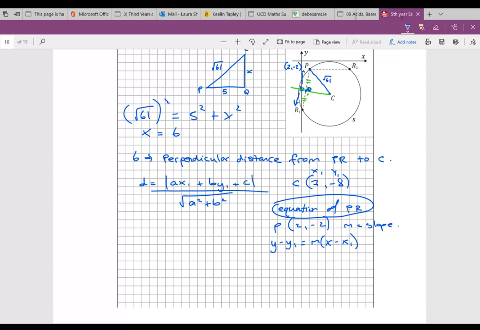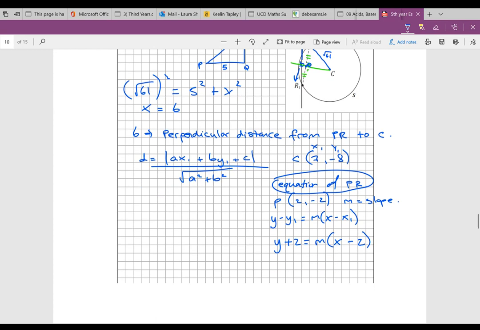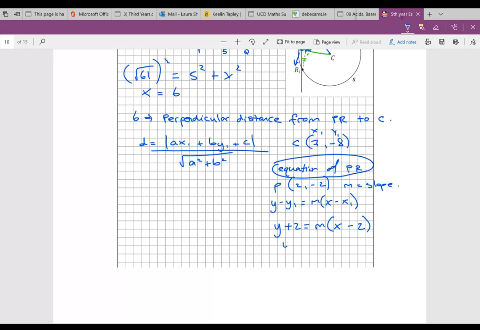Remember, it is a line, so I'm starting off with the equation of a line. I have y minus minus 2, so y plus 2, is equal to m(x minus 2). Okay, I've got y plus 2 is equal to mx minus 2m. I'm going to just rearrange this: 0 is equal to mx minus y minus 2m minus 2.